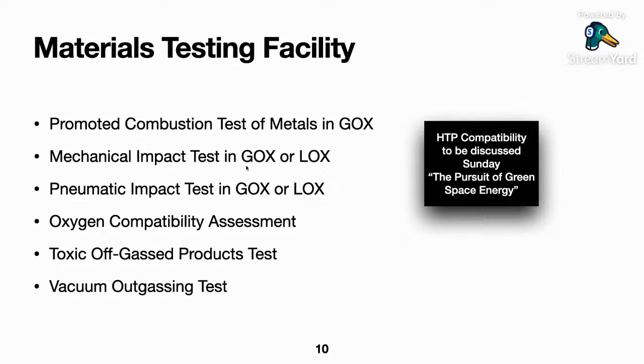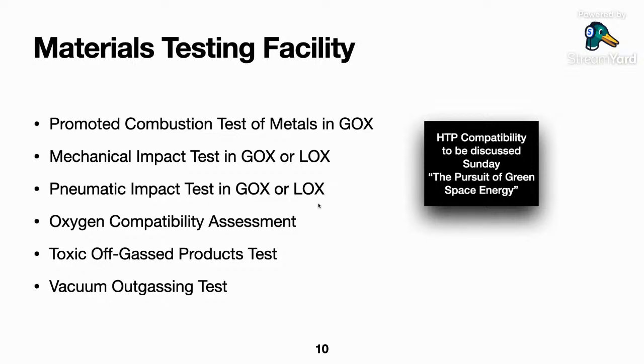Mechanical impact test, again, this is in gaseous oxygen or liquid oxygen. And in this case, rather than deliberately igniting the material, we would see, can you hit it? Can you have an impact that would cause it to ignite? So we drop what's called a plummet onto a pin that's resting on the material that we're testing, and you can hear it. It would make an explosion. And you also have a flash detector that would see the light from it, and that would be registered as a positive test.